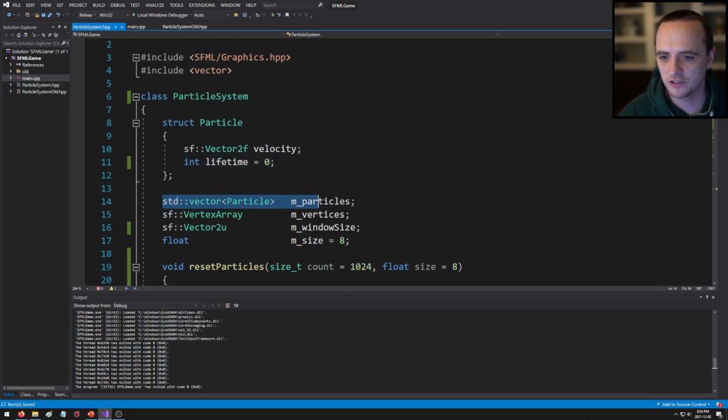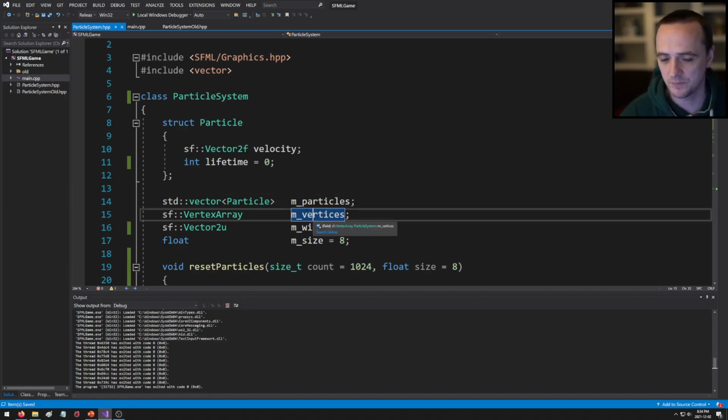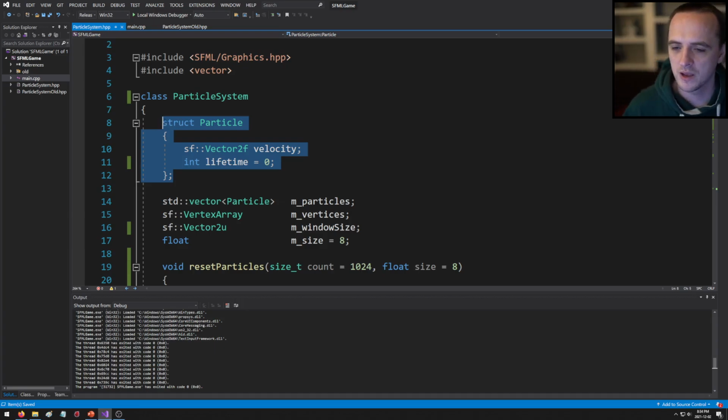In the particle system, we're going to have a vector of particle data, right? I'm just going to call that particles. Then I'm going to have my vertex array, m_vertices. So we just talked about what a vertex array is, and this is going to be the vertex array. And if you notice up here, my particle data didn't include a position, and it didn't include a color, for any of my particles.